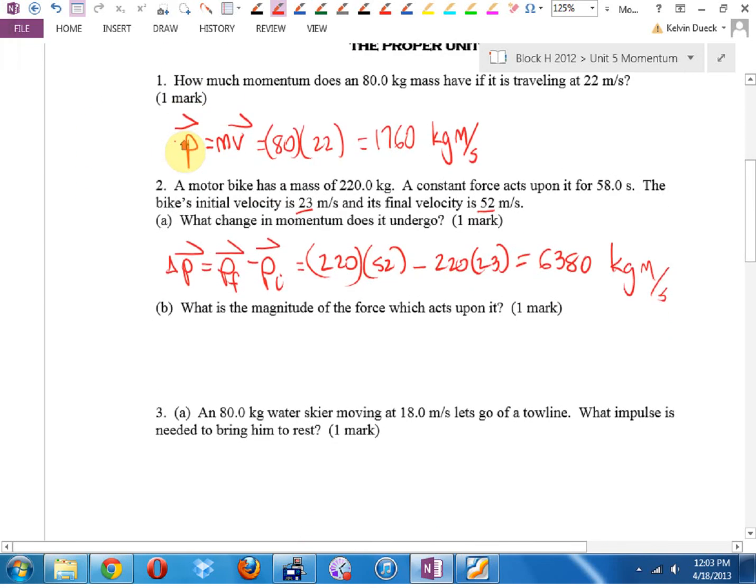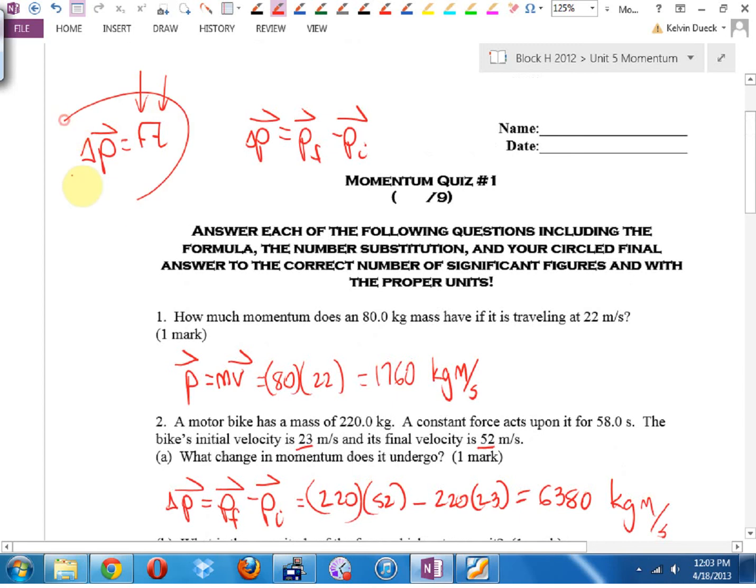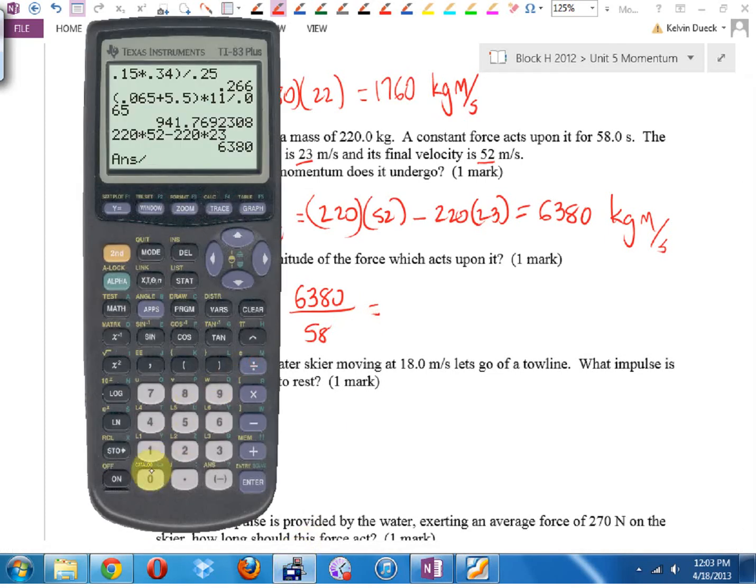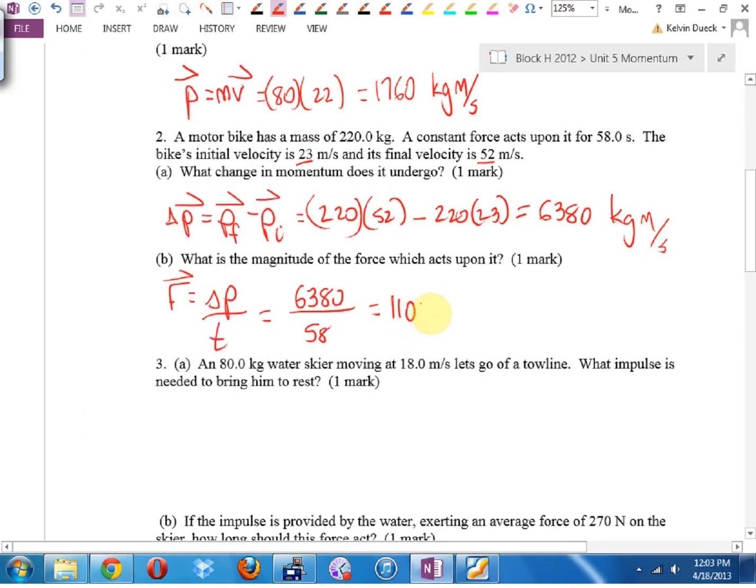What's the magnitude of the force? Well, now I can use this, but I can get the force by itself. I think the force is going to be the change in momentum divided by the time in seconds. It's going to be 6,380 divided by 58. 110. 110 what? Newtons. It's force. 1 mark. Again, half mark off if you botch the units. Generally how I mark these on a test as well.